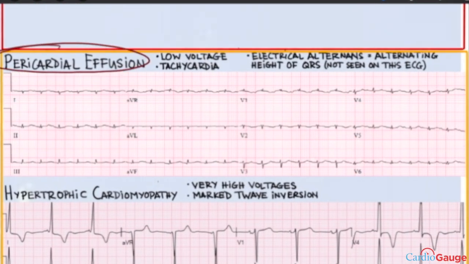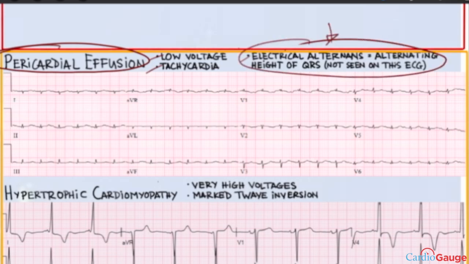Pericardial effusion on ECG. Features are low voltage, tachycardia, and electrical alternans. That's where the height of the QRS alternates in magnitude. Unfortunately, I didn't have an ECG with this finding handy, so this just shows the low voltage and tachycardia. This is very low voltage. This patient really did have a pericardial effusion and ultimately got a pericardial drain put in. The rate's about 150 beats per minute, 2 boxes.